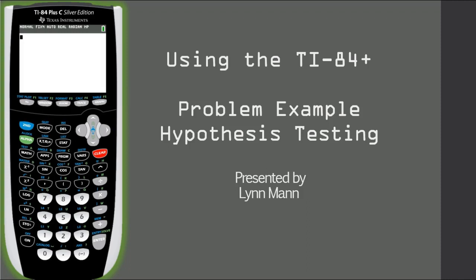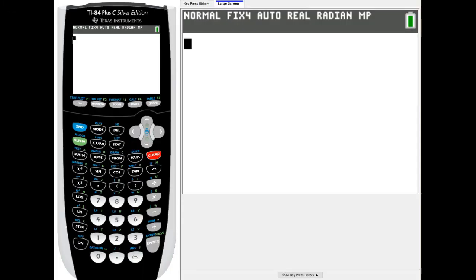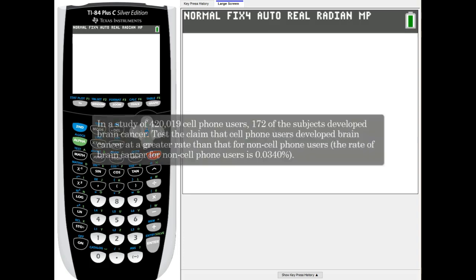This is your presenter, Lynn Mann, and in this problem example, we'll be working with hypothesis testing. Let's work through a hypothesis test problem from top to bottom. So here's the problem we have.